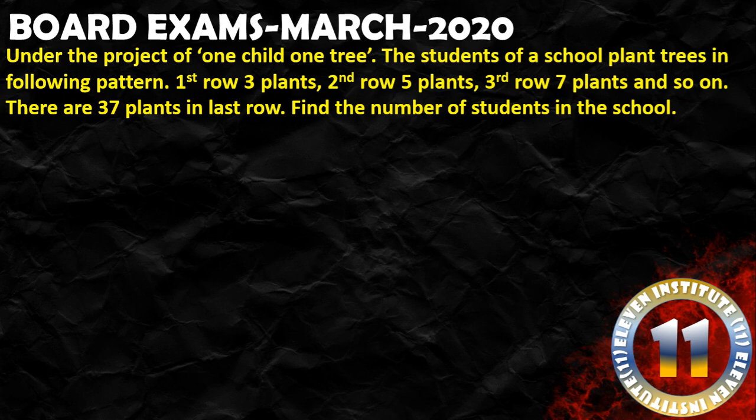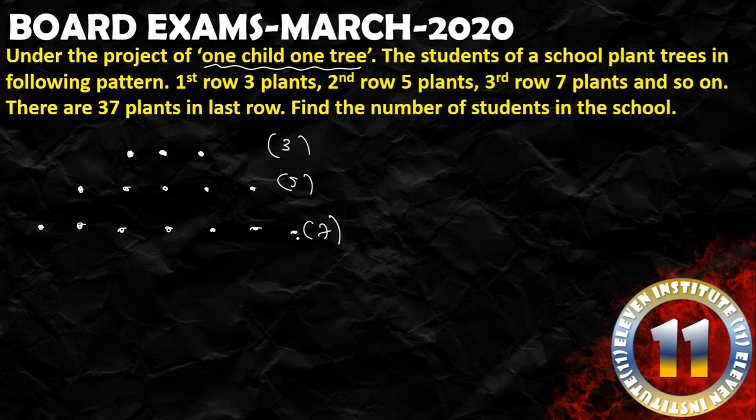રાઈટ? સમજો. Under the project of one child one tree, એટલે એક બાળક એક ટ્રી પ્લાન્ટ કરશે. The students of a school plant trees in the following pattern. First row has 3 plants. પેલો row એની અંદર 3. Second row ની અંદર there are 5 plants. Third ની અંદર there are 7 plants. Right? So here we have 3, here we have 5, here we have 7.